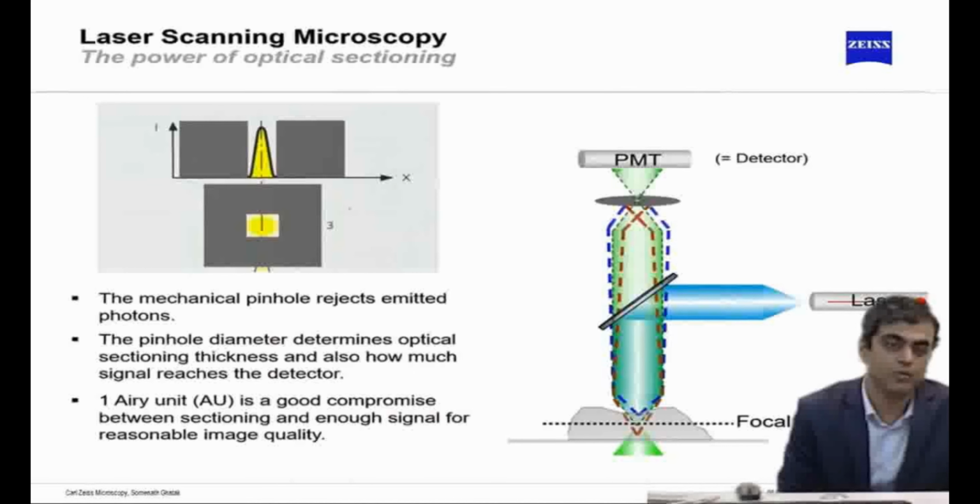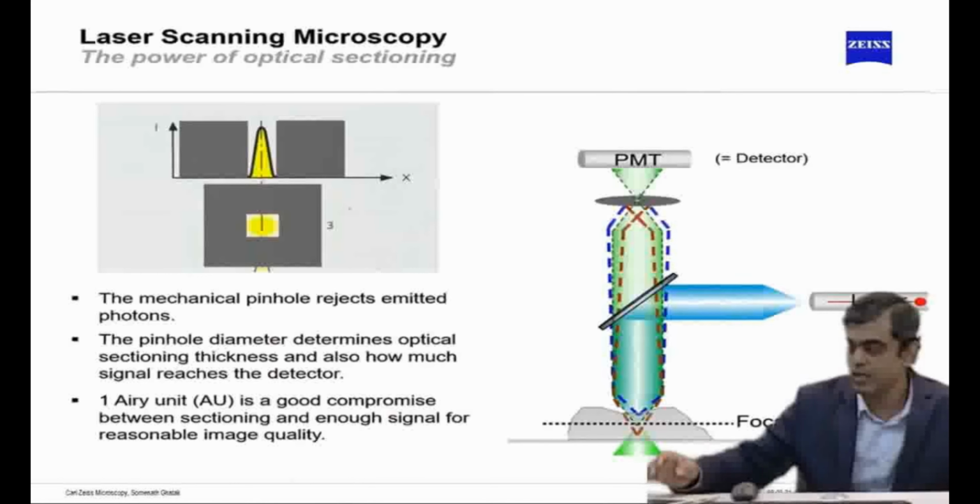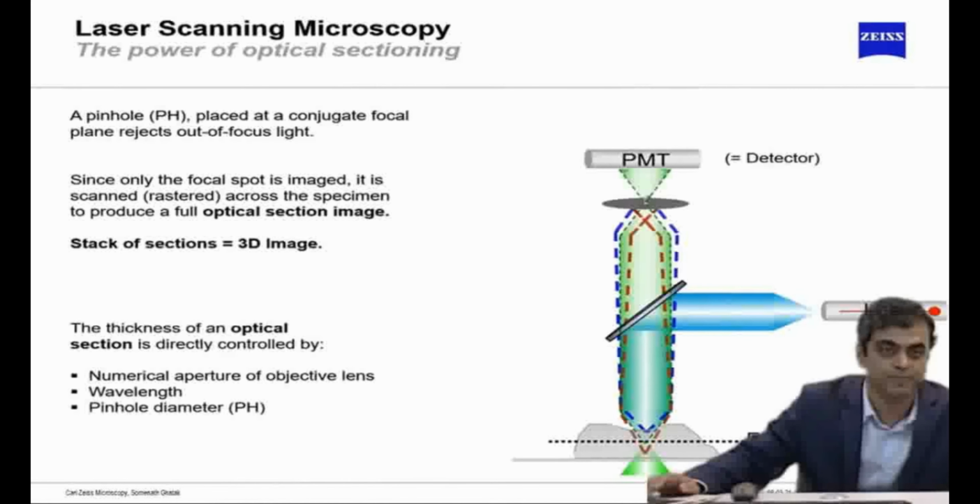It is usually set on one Airy unit, and as you can see here, there is the Gaussian profile again. If it is the smallest dot of light falling onto the sample, a perfect Gaussian profile will give you the point spread function, and if you can cover the perfect point spread function, it will give you the one Airy unit distance. Based on this one Airy unit, the pinhole diameter is adjusted so that you get the best confocal image. This will also improve the optical sectioning.